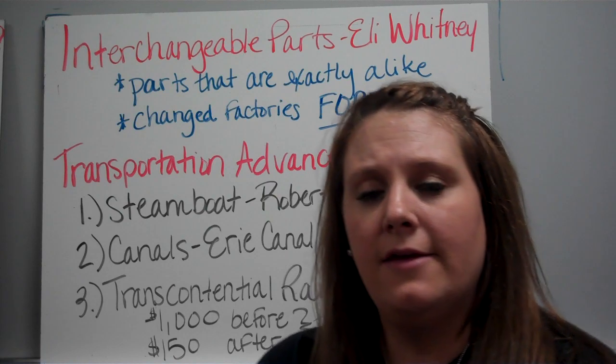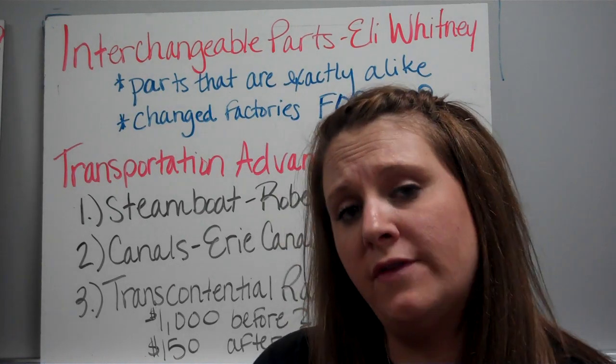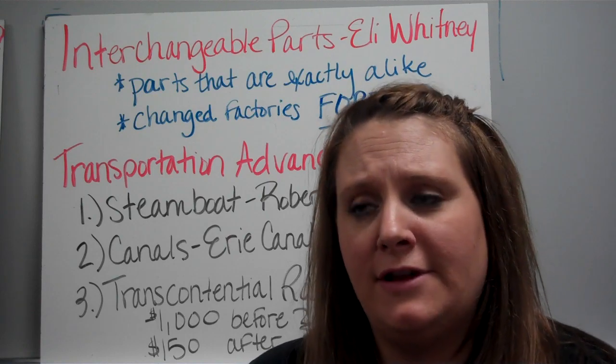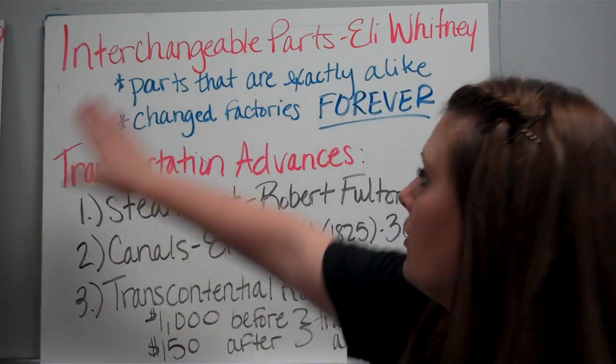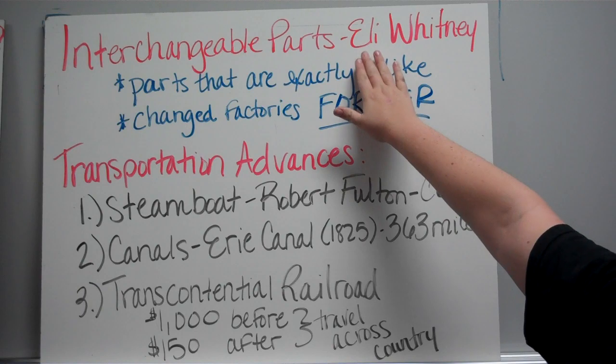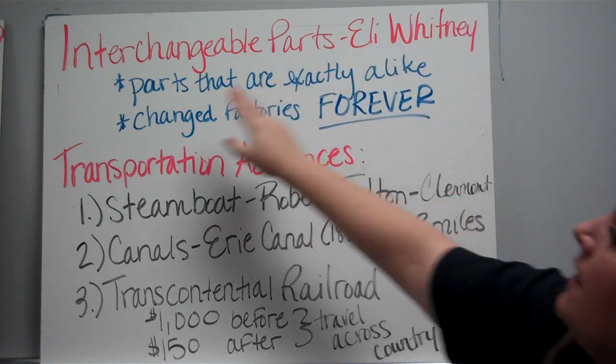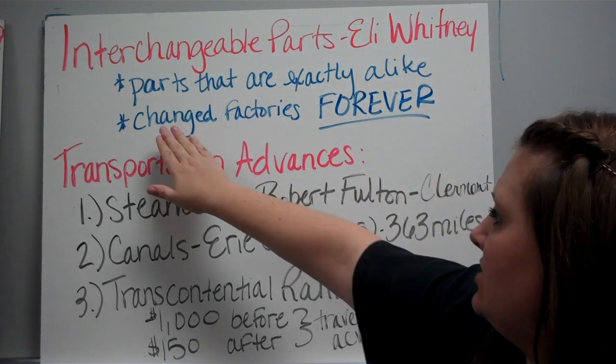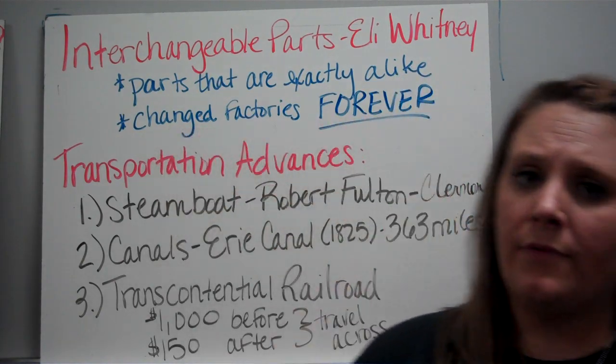Okay, possibly the most important invention that was ever created during the Industrial Revolution were interchangeable parts, and they were created by a man named Eli Whitney. These were parts that are exactly alike, and this changed factories forever.